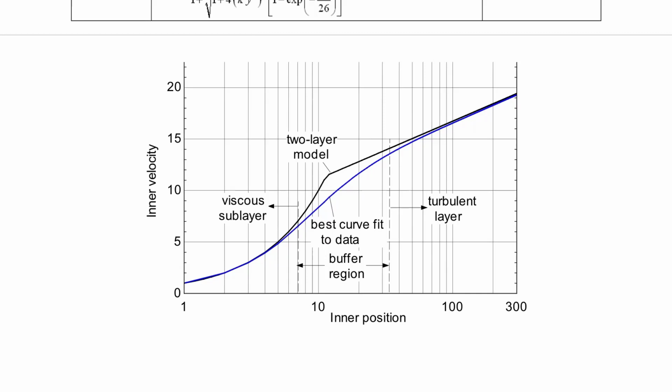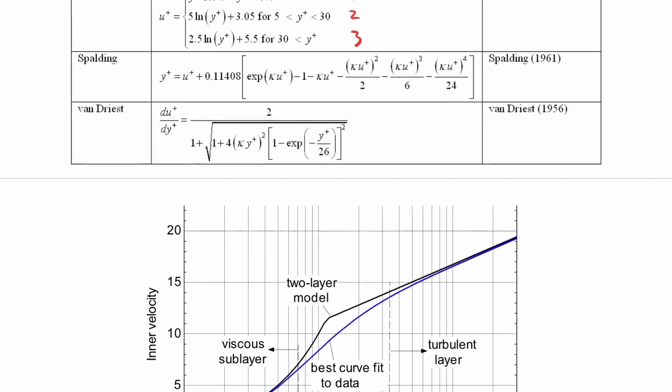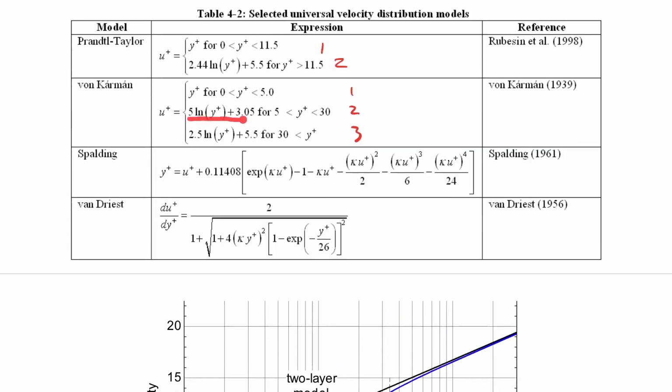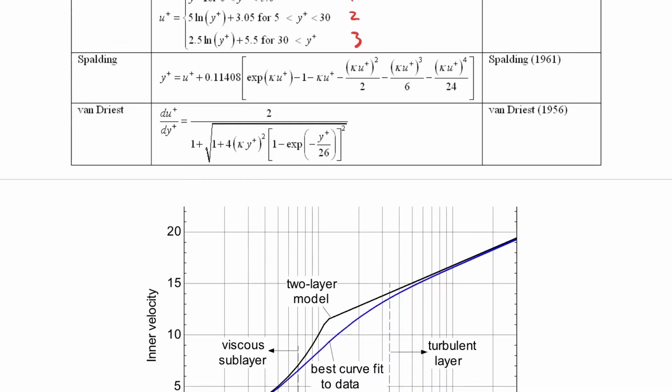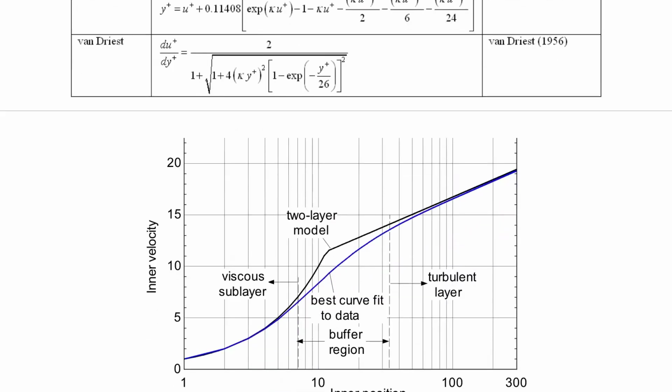Some models come back with an equation specifically for the buffer region. The von Karman model has an equation that's supposed to fit the buffer region a little bit better. Spalding has been optimistic in trying to have a complicated curve fit that matches the whole region at once. Van Driest is the same idea, but in terms of du/dy. There are different approaches, but some of them try to deal more explicitly with that buffer region.